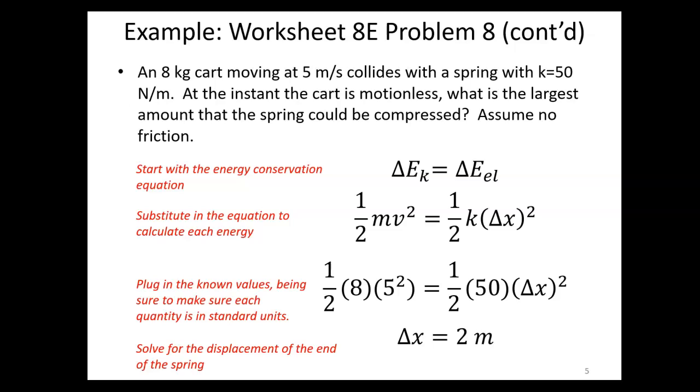And as I plug in, I want to make sure that all of these quantities are in standard units. So for example, mass has to be in kilograms. Velocity has to be in meters per second. The k, the spring constant, has to be in newtons per meter. In this problem they all were in standard units. I didn't need to convert anything. So I plug in my mass and velocity and k and solve for delta x, and I find that the displacement of the spring was 2 meters.